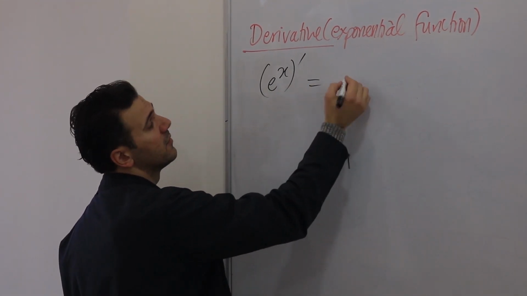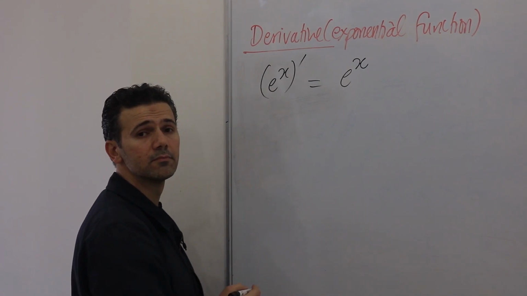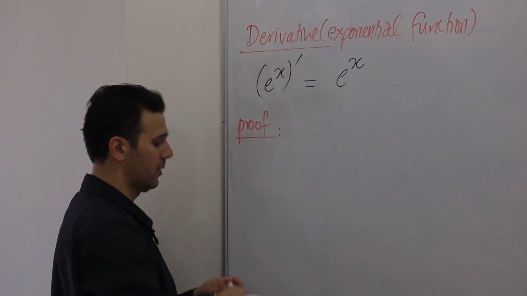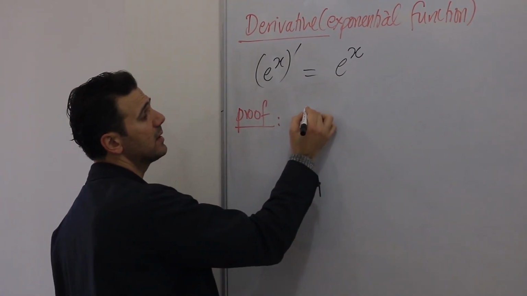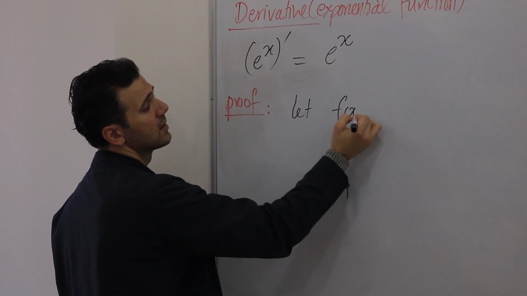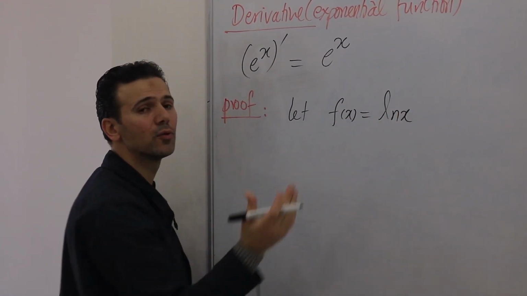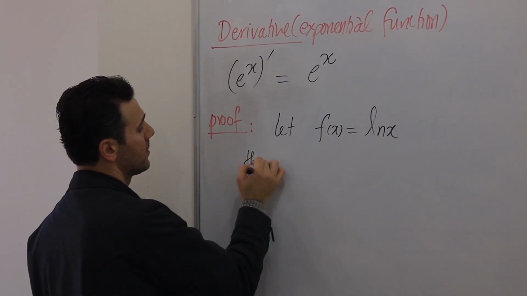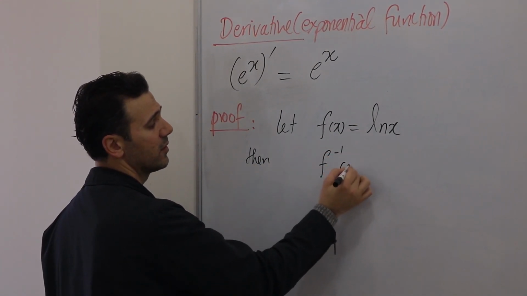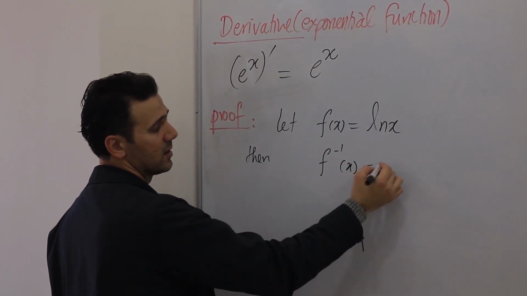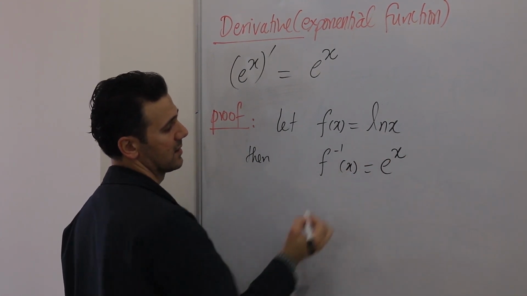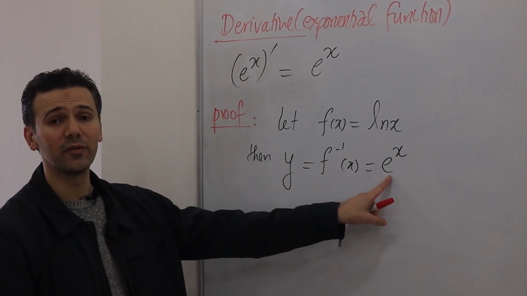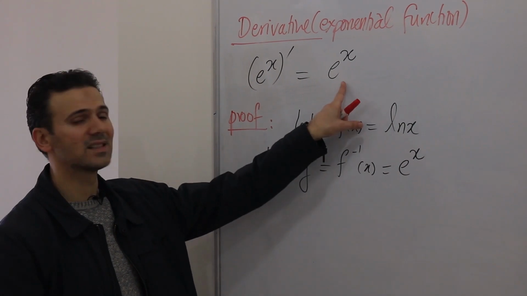The derivative of e^x, in fact, is e^x. Why? We'll see the proof. If we let f of x equal ln x, we are going back to the inverse of the exponential function as we said before. Then, if we have f inverse of x, we show that f inverse of x is e^x. If we call this y, and we need the derivative of y, the derivative of e^x, we are going to show it is e^x itself.